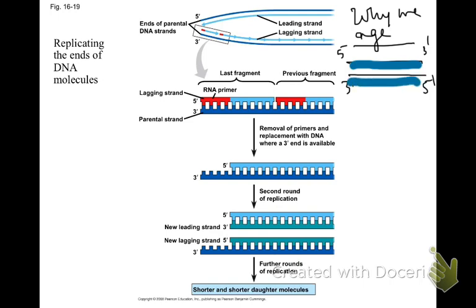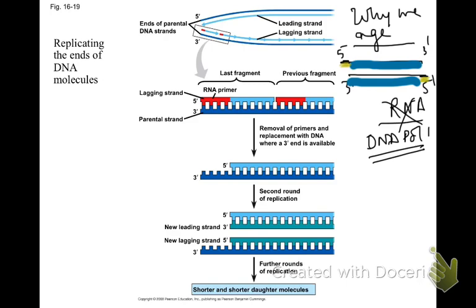Please note that a small bit of this is not copied. Why? Because that is the part which was taken up by the primer, right, on both sides. That was an RNA molecule. Remember, RNA nucleotides were there. That is taken off by the DNA polymerase 1.